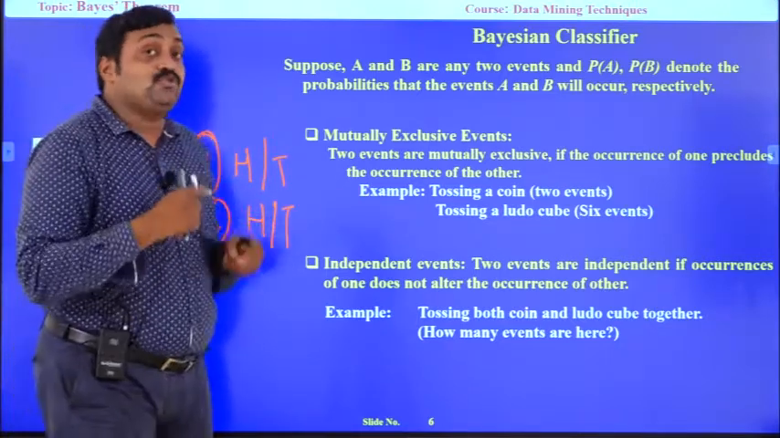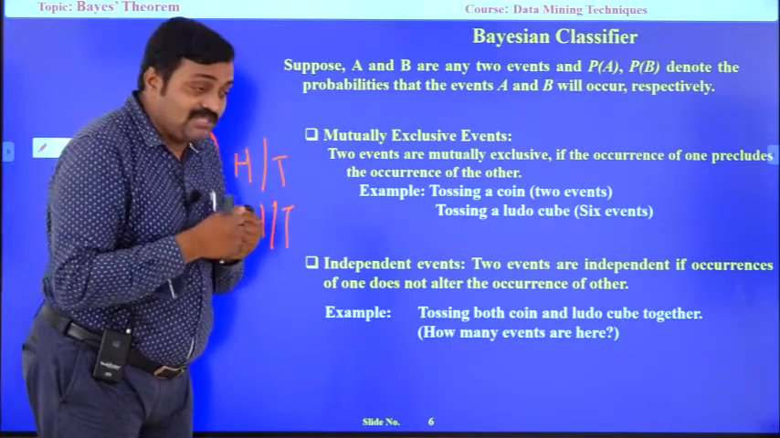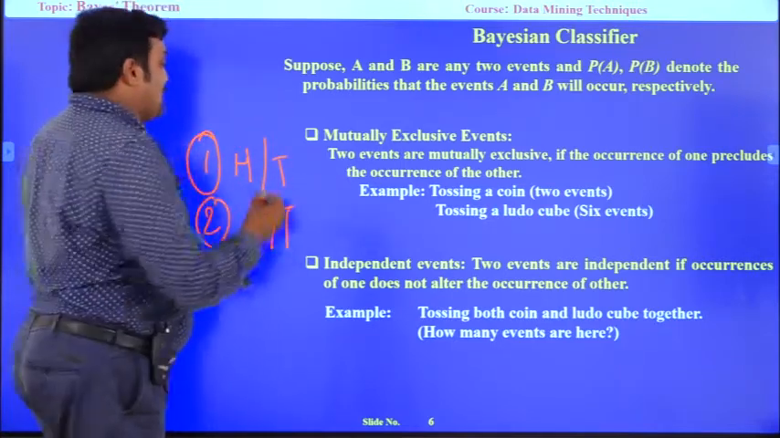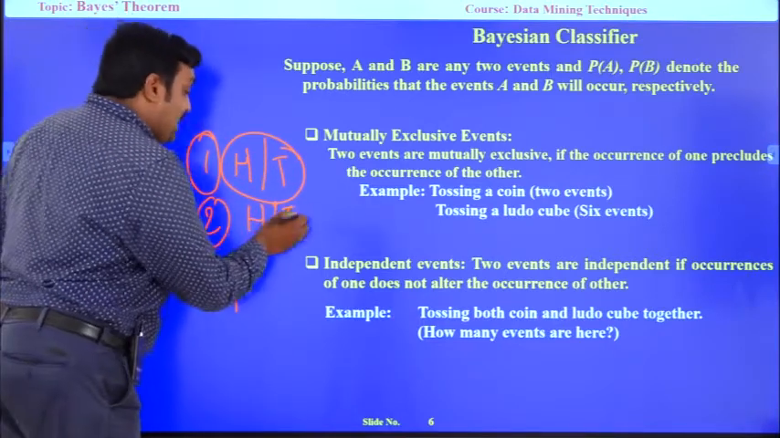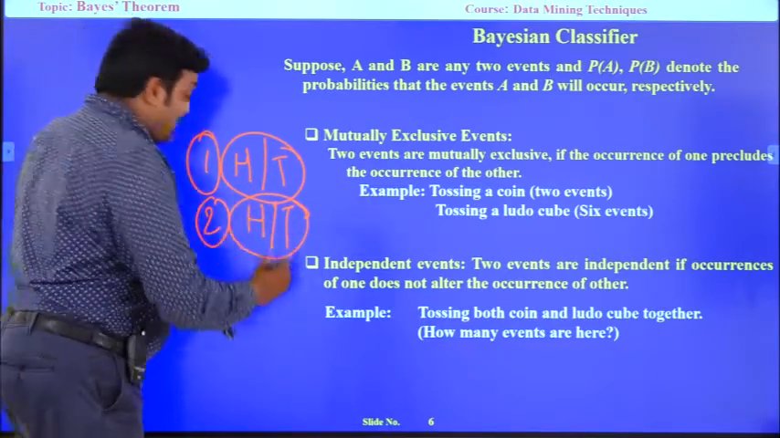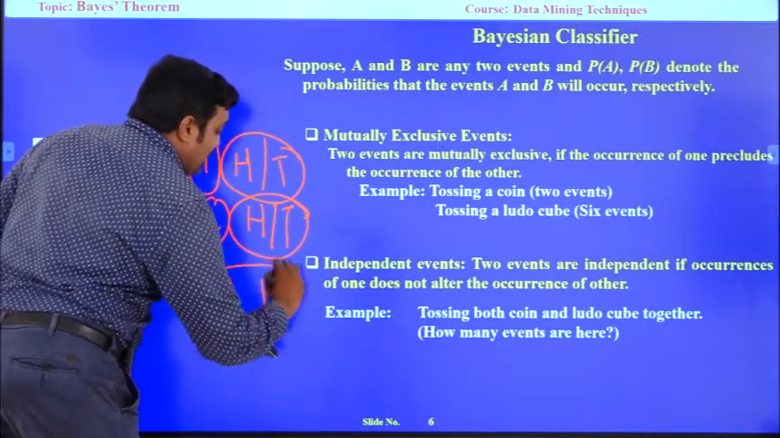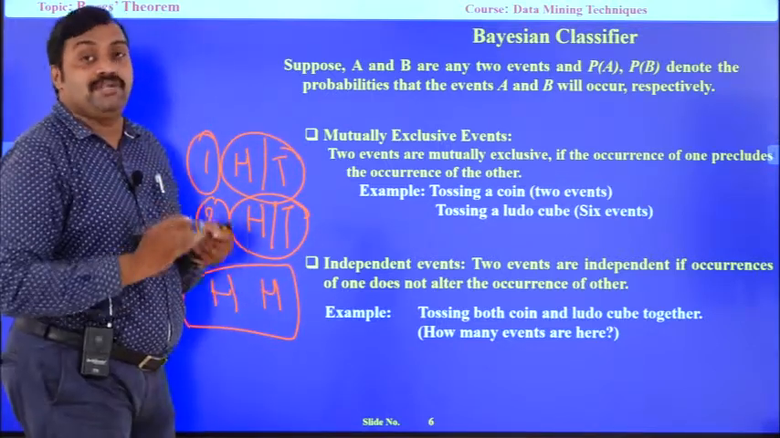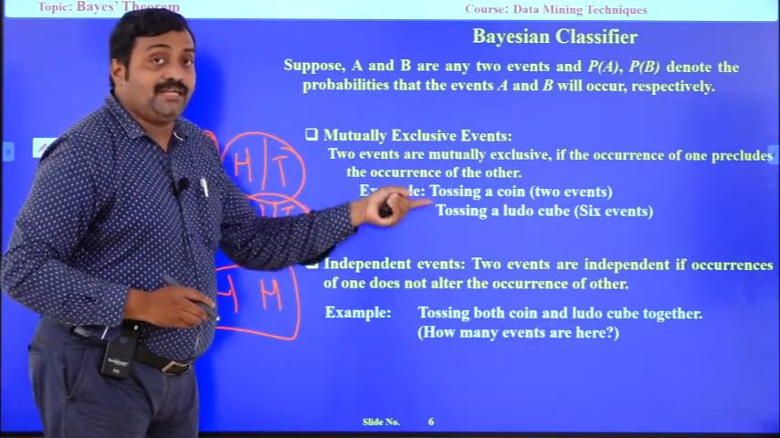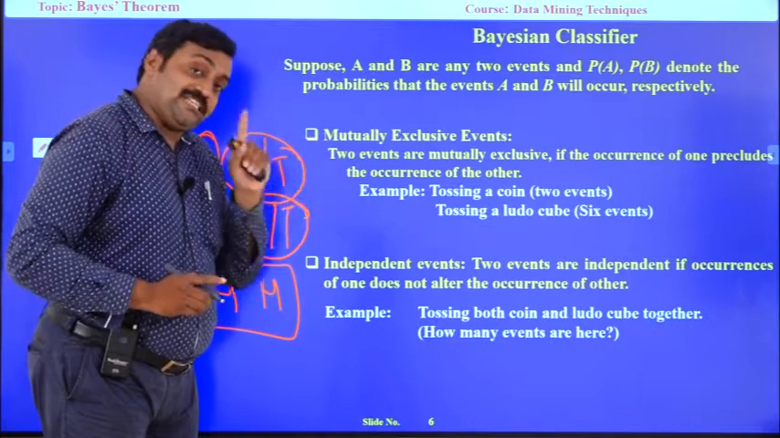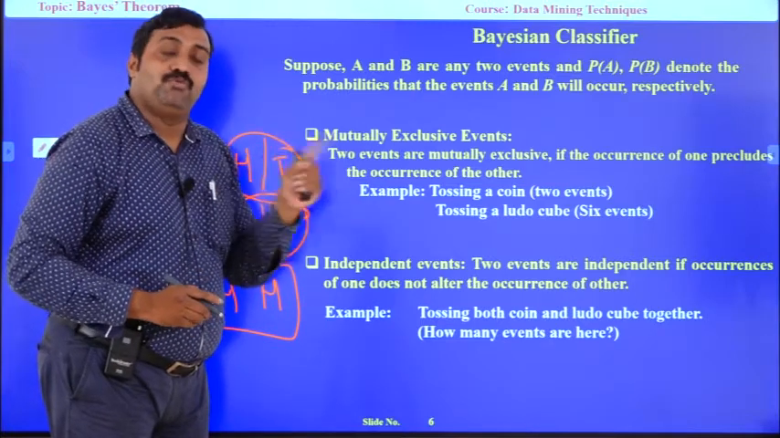I am performing these 2 events parallelly, tossing 2 coins at a time. There is a chance of the first coin getting a head, and at the same time, there is a chance of getting a head on the second coin also. That means these 2 are independent events. Whenever I am tossing one coin at a time, there is a chance of only one head or one tail, mutually exclusive.